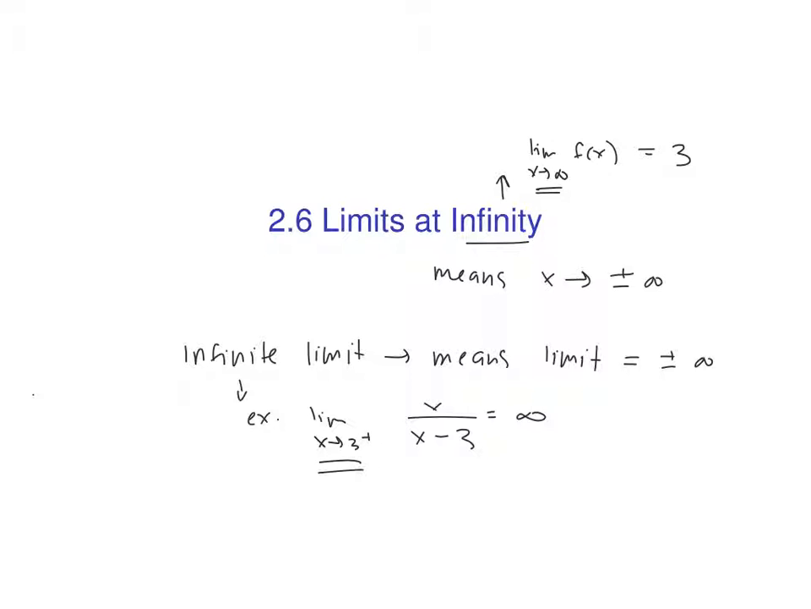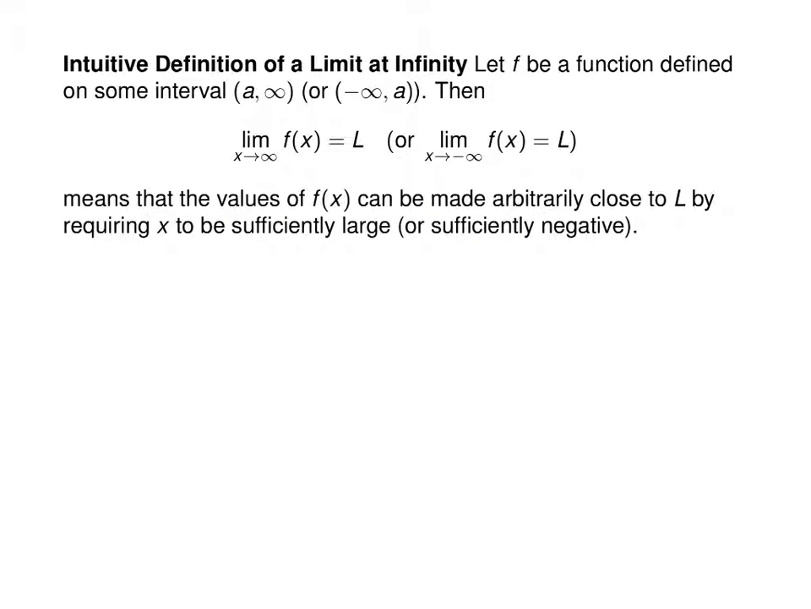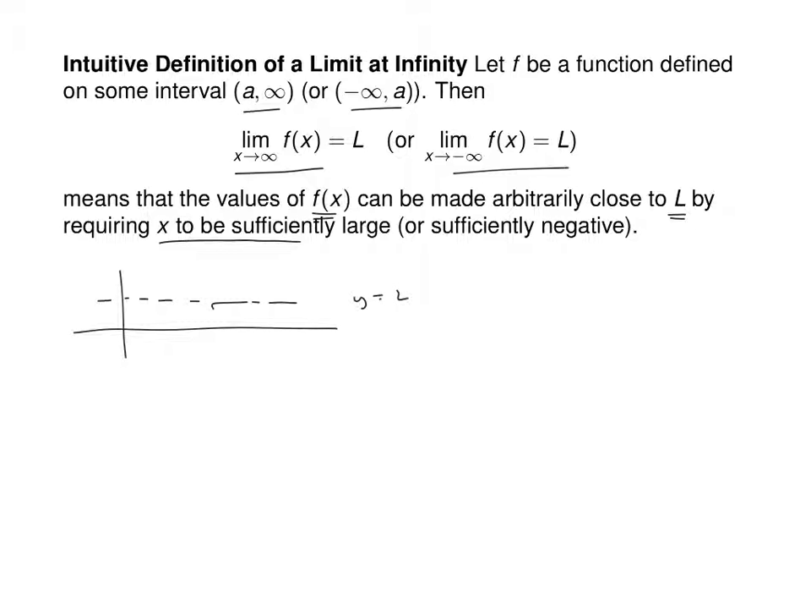So dealing with these will have its own special set of techniques that work well. So it's the intuitive definition of a limit at infinity. You've got a function defined on some interval, and the limit is equal to L, which means that the values of your function f of x, or the y's, can be made close to that L value by requiring x to be sufficiently large. So here's a picture. There's your y equals L line, and your function gets close to it from the top. Your function could also get close to L from the bottom.